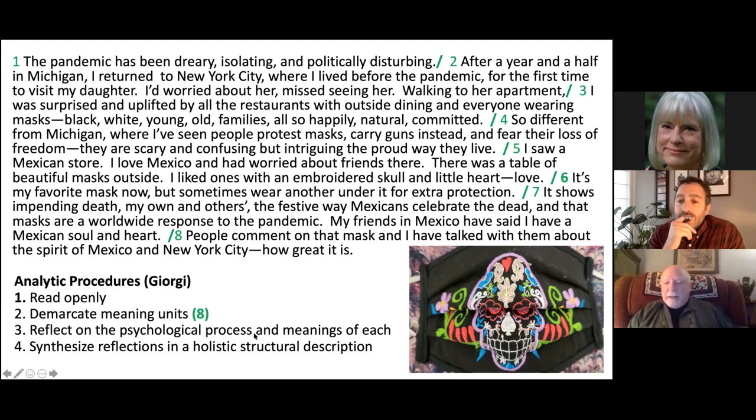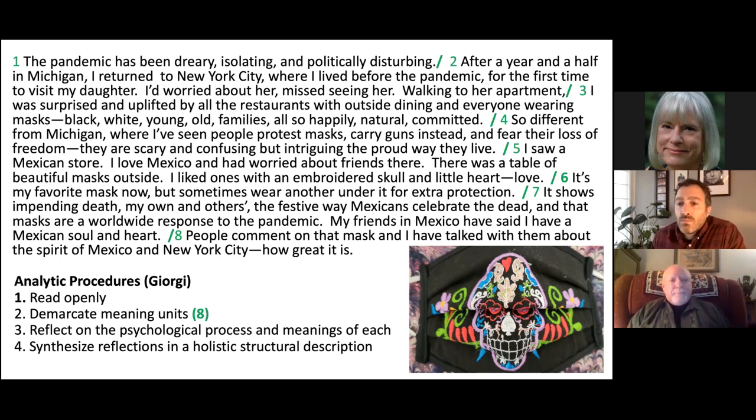So I will go now to the analytic procedures, which I'll draw from Giorgi: one, read the description openly to understand its meaning as a whole; two, demarcate meaning units, segments of data that can be analyzed as a whole; three, reflect on each meaning unit to grasp what it reveals about the psychological life in regard to the topic, how it answers the research question; and then finally, four, synthesize all reflections in a holistic structural description of the psychological findings.